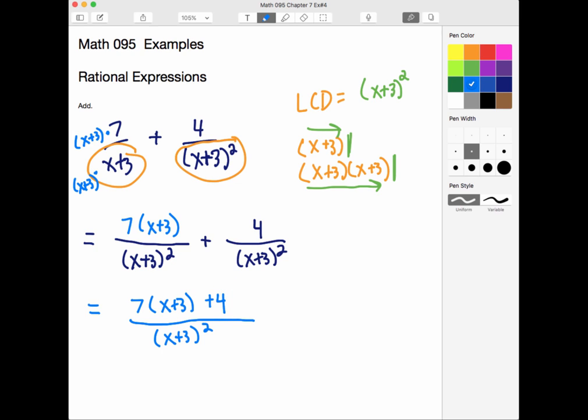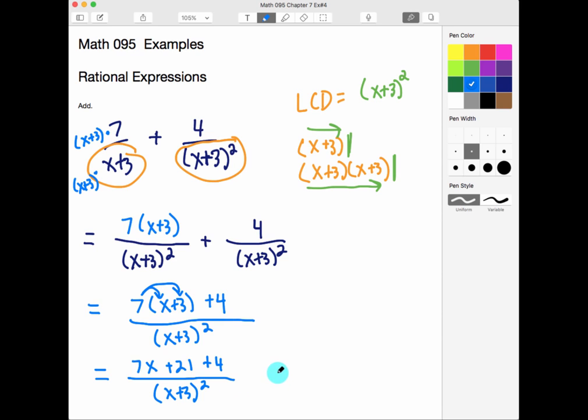So we're almost done, but this isn't simplified enough. So I need to get rid of the parentheses on the numerator and try to combine all like terms that I can. So I'm going to do a little bit of distributing. So 7 times x is 7x, 7 times 3, so that's a 21, and then I am adding 4, and then the denominator hasn't changed. Here's x plus 3 quantity squared.